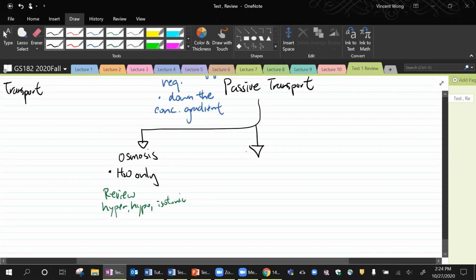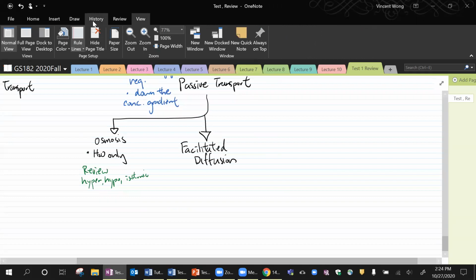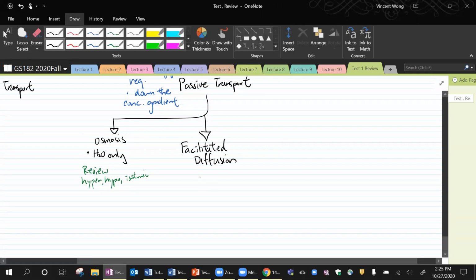Another type of passive transport is facilitated diffusion. In facilitated diffusion, the molecule is either too big or it cannot interact well with the phospholipid bilayer, so you require the assistance of a membrane protein. And there are two types of facilitated diffusion, which include carrier protein and channel protein.